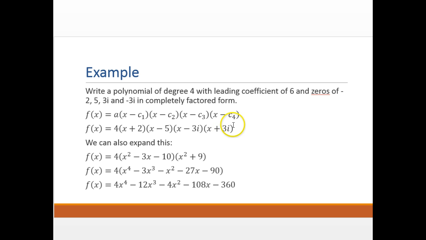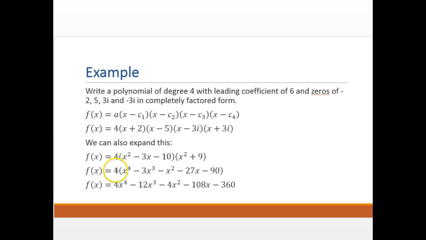When we FOIL the x plus 3i and x minus 3i, we get x squared plus 9. When we FOIL the x plus 2 times x minus 5, we get x squared minus 3x minus 10. Now we need to multiply this trinomial times this binomial. X squared times x squared is x to the 4th. Negative 3x times x squared is negative 3x cubed. X squared times 9 is 9x squared. Minus 10x squared is negative x squared. We then get negative 3x times 9 is negative 27x, and finally negative 10 times 9 is negative 90.